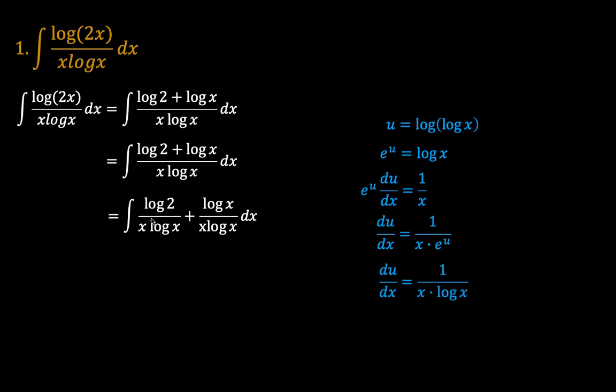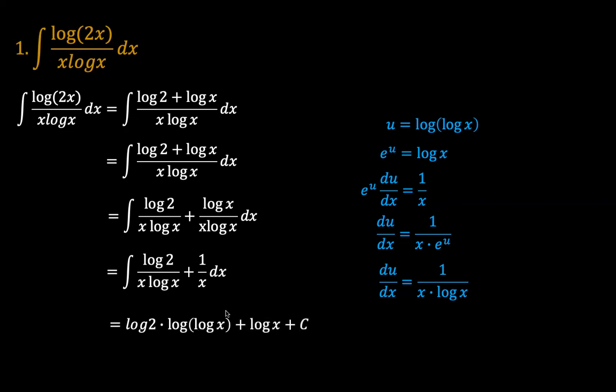So that means that 1 over x log x is the derivative of log log x. So we can then quickly just say this is the same as log 2 times the integral of 1 over x log x, plus 1 over x remaining from the division of log x here. We'll have the integral being log x plus an integration constant. So that is the answer for this problem.